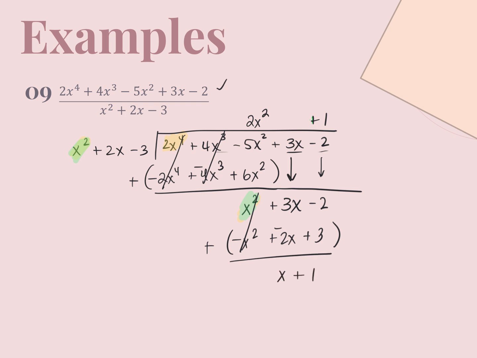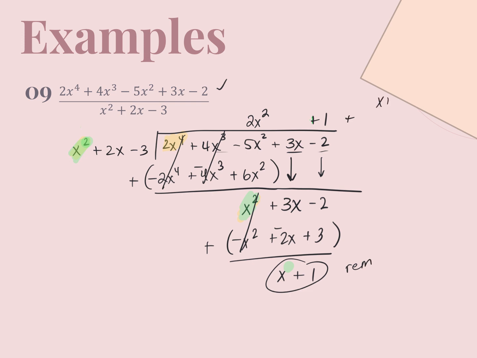And notice I'm done because you're done dividing when the degree of this is smaller than the degree of the original. Okay, so I know that I'm done there. So my problem is done. X plus 1 is my actual remainder. It's okay to have an expression be your remainder.